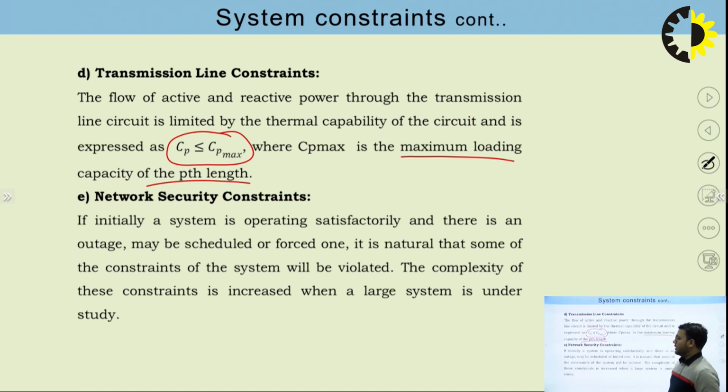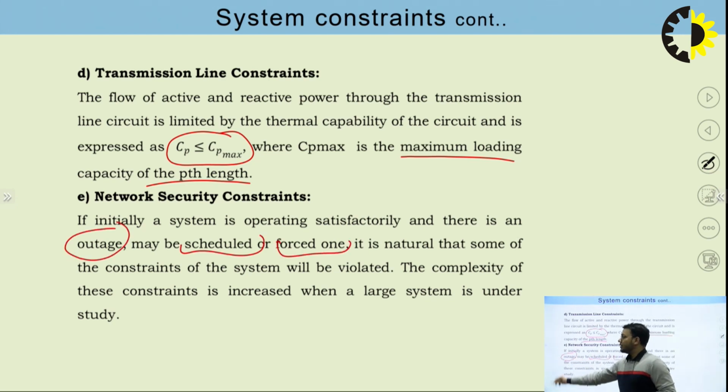Now lastly is network security constraints. Whatever the security constraints are, that comes into existence. Now if initially a system is operating satisfactorily and there is an outage which may be scheduled or forced. So what do you mean by outage? Outage is basically the interruption in the supply. If you have a power failure, that is treated as an outage, and there are two types of outages. First is scheduled outage, second one is forced outage.